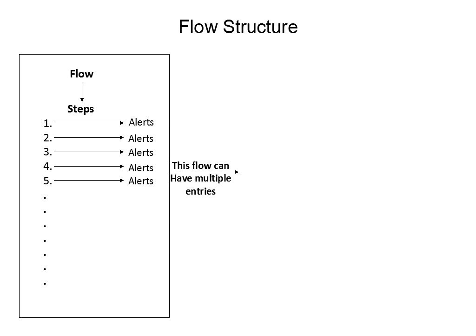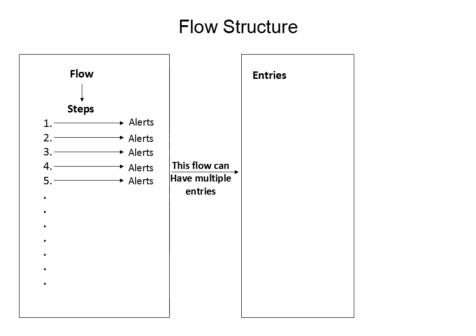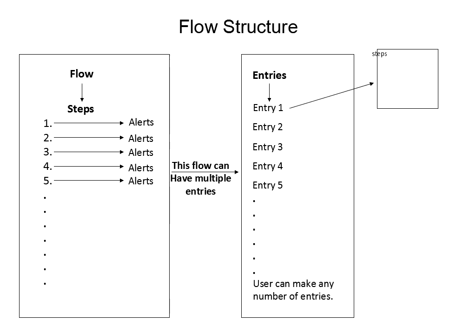One flow can contain multiple entries. In this case, there can be entry 1, entry 2, entry 3, entry 4, entry 5 and so on. Each will contain respective steps as defined by the user in the flow.